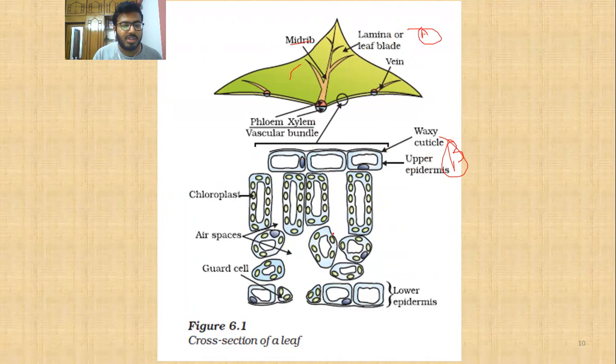It is not required to remember how to draw, but you have to remember where the things are. This is the chloroplast. There is air space, guard cells and lower epidermis. Epidermis, yani you remember last year, the outermost skin is known as the epidermis. Upper epidermis is there, lower epidermis is there, guard cells, waxy cuticle, you remember last year. It is a smooth waxy thing that is on the upper epidermis.